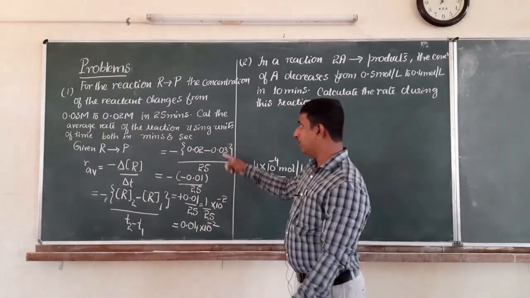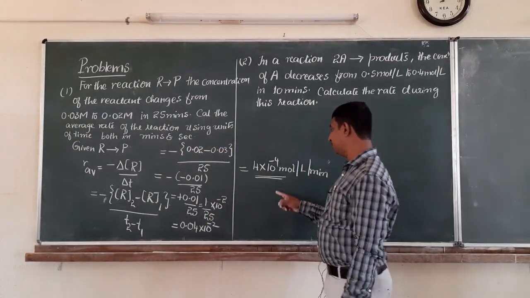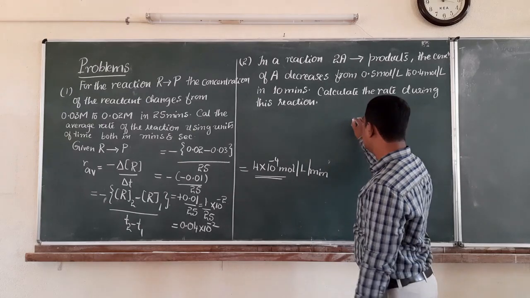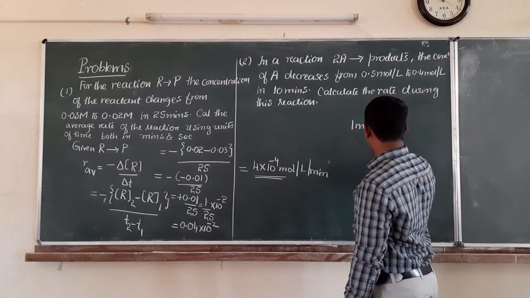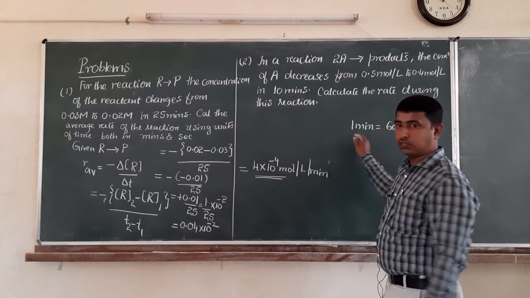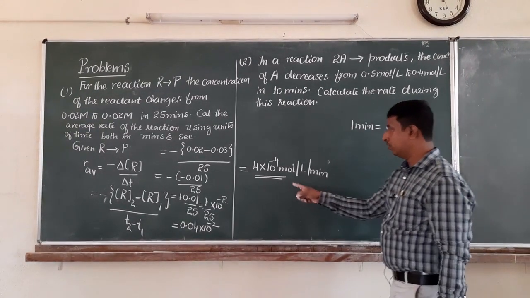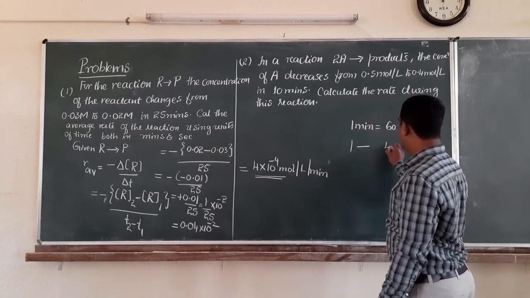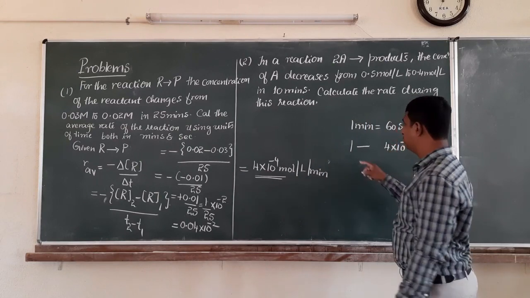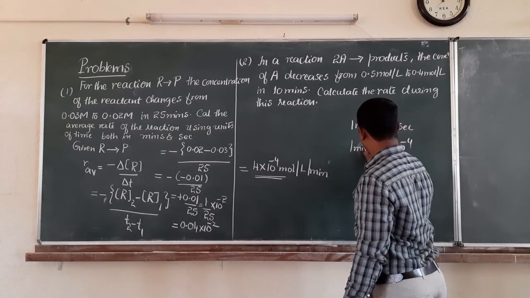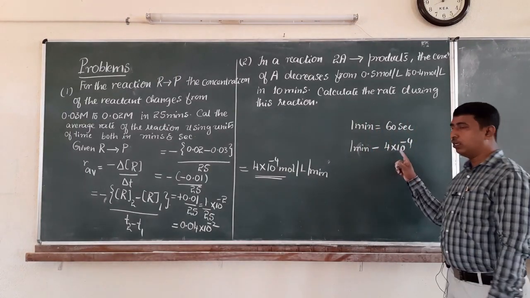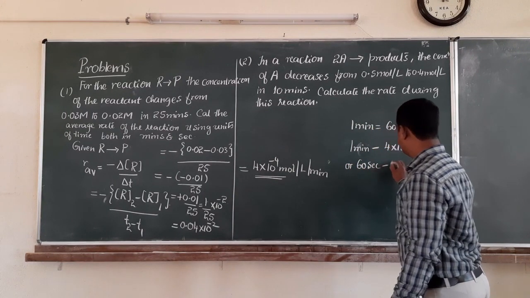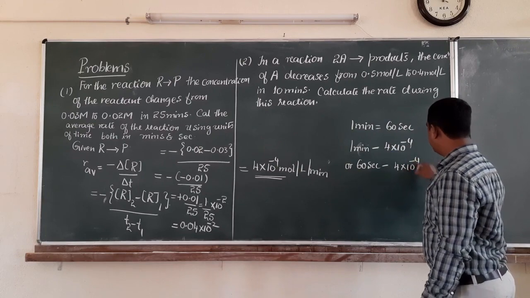One more you have to calculate, that is average rate in terms of seconds also. This average rate value is in terms of minutes. I will convert it into seconds. We know that 1 minute it is equal to 60 seconds, right? So for 1 minute value it is 4 into 10 to the power minus 4, or what I can write, for 60 seconds value it is 4 into 10 to the power minus 4.